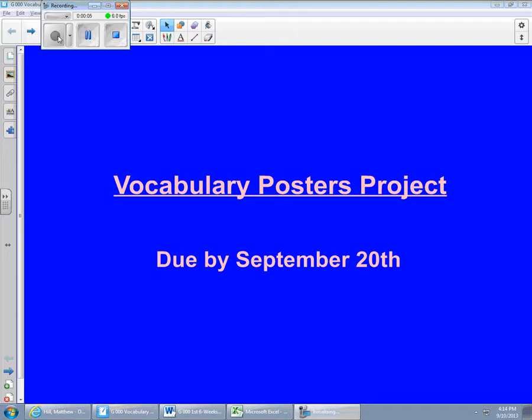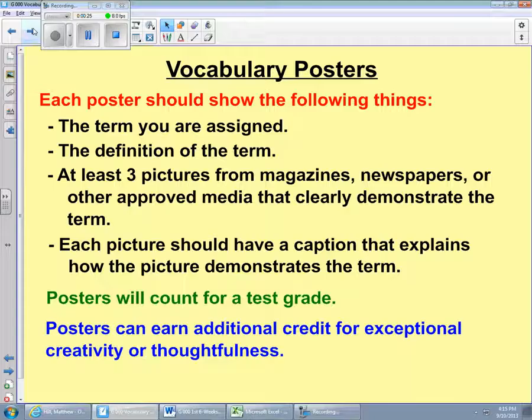Okay, geometry students, one of the things that we discussed today was a project that we have coming up. So we're going to take a little time here and have a look at what all is going to be involved. This is a vocabulary posters project, and it is going to be due a little more than a week and a half from today, Friday, September the 20th.